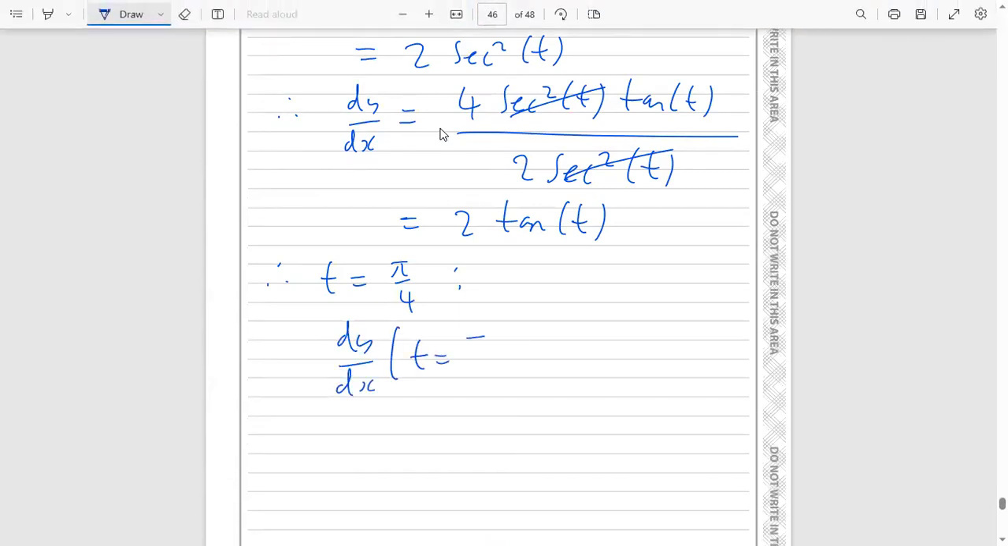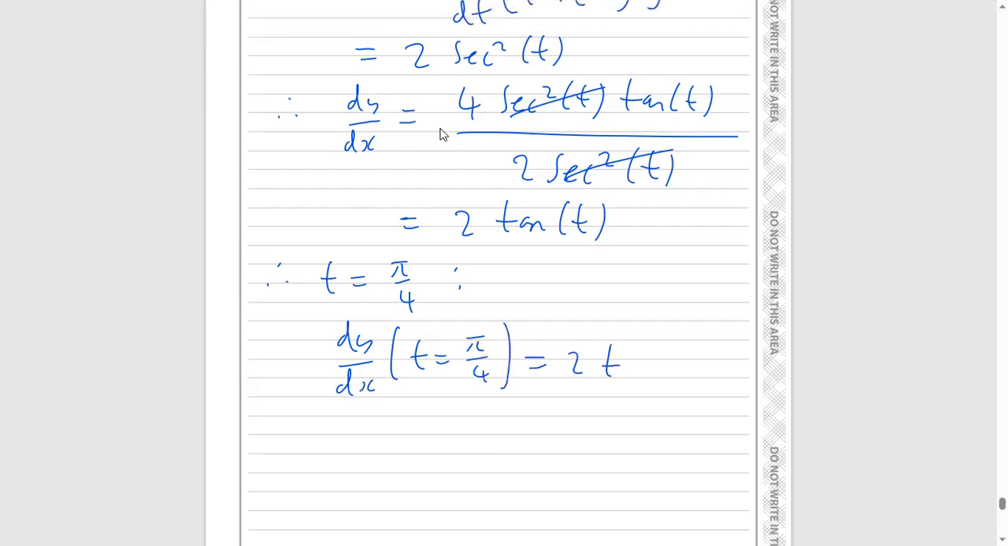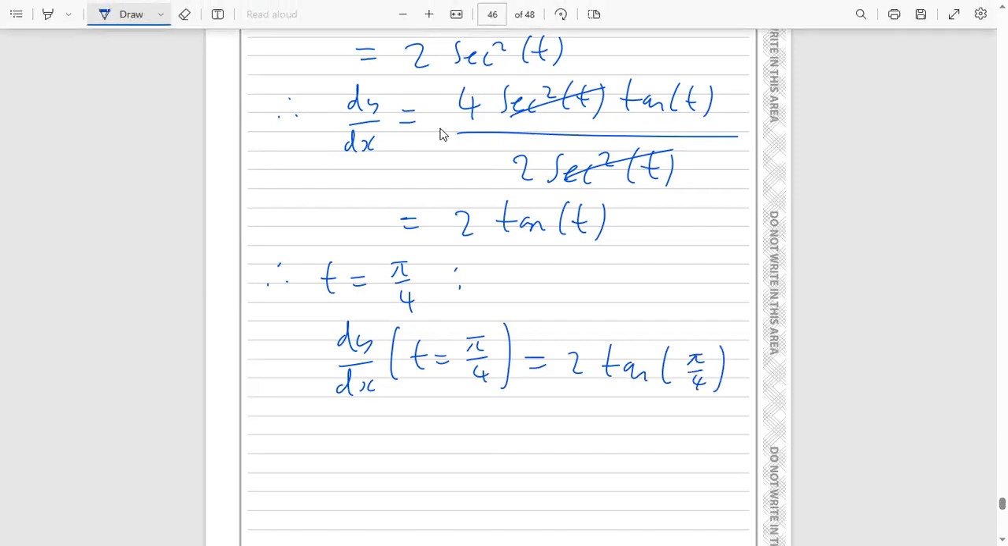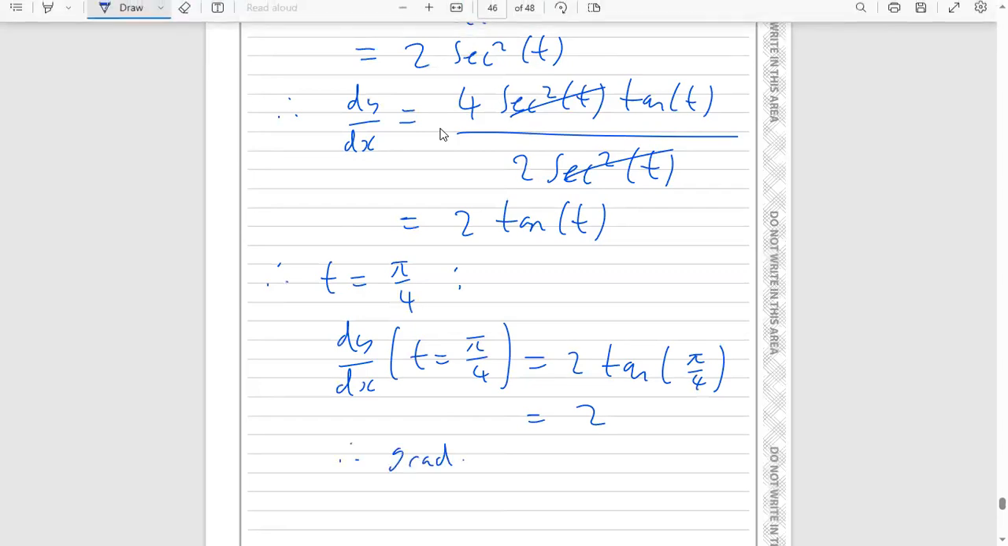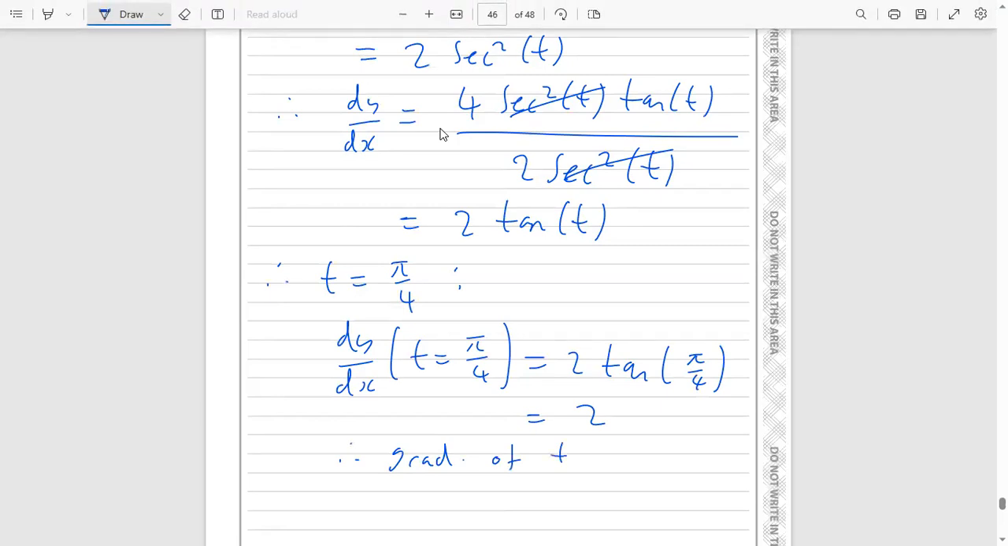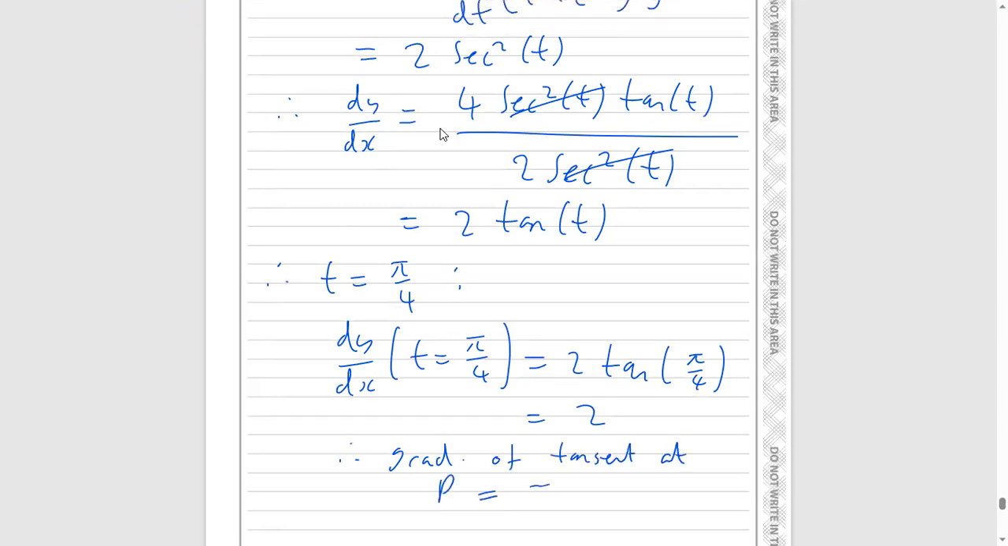when t equals pi over 4, is going to be equal to 2 lots of tan pi over 4, and tan pi over 4 is just the number 1, so you get 2 there. So that means that the gradient of the tangent at P is equal to 2.